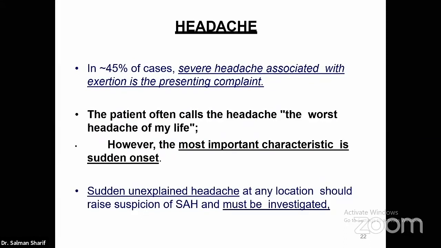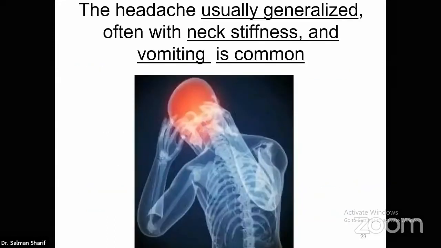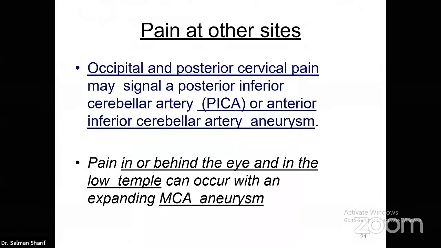to 2-3 weeks. Headache occurs in 45% of cases, a severe headache associated with alarming complaints. For example, the patient often calls it the worst headache of my life. Similarly, a sudden, unexplained headache at any location should raise suspicion of subarachnoid hemorrhage and must be investigated. Headache is usually generalized, often with neck stiffness, and vomiting is common.